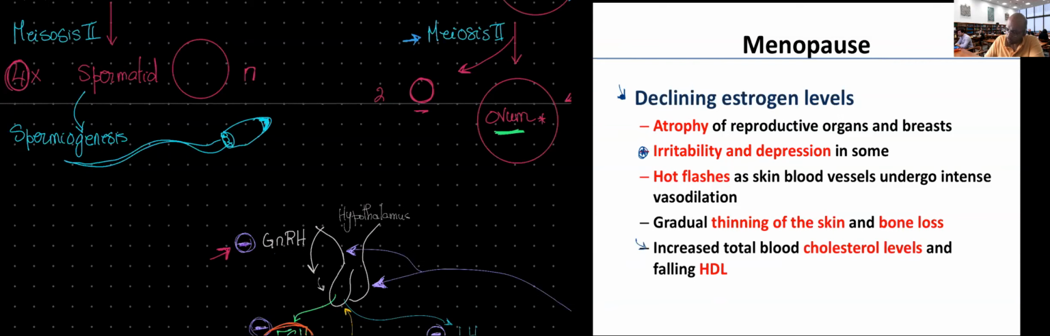Females are protected from developing coronary artery disease and strokes, because estrogen keeps the cholesterol levels in the blood very low. The risk for those diseases starts to rise after menopause due to the decline in the estrogen levels.